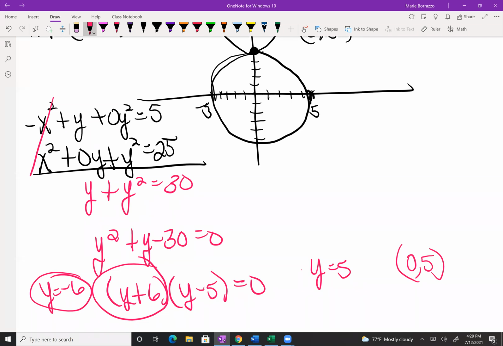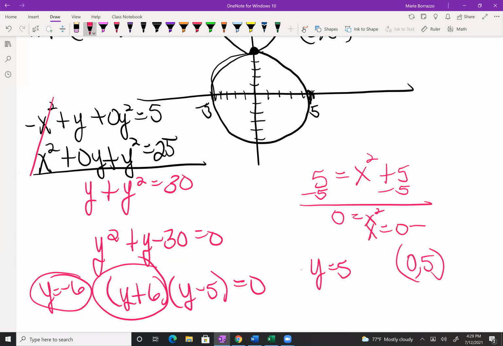If we take the 5, plug it into either equation, you're still going to get this. So that means that 5 is equal to x squared plus 5. So I'm going to subtract 5 on both sides. So 0 is equal to x squared, so therefore x has to be 0, and it is.